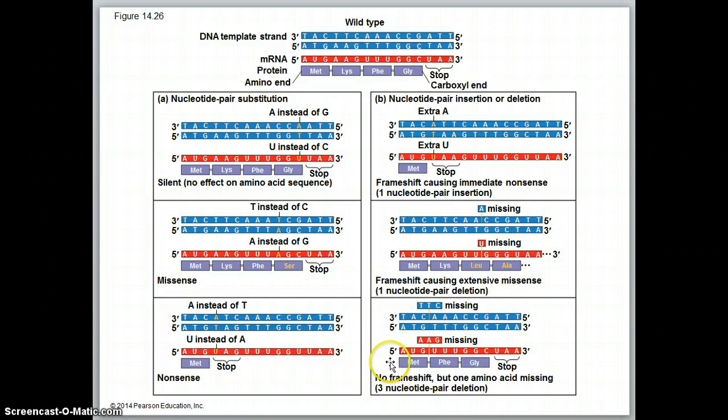In this example right here, there are three nucleotides missing from the protein. And what this is going to do is remove an entire codon from the mRNA. And because it does that, it's going to remove an entire amino acid from the protein. So you can see here, it goes methionine, phenylalanine, and glycine. We're missing lysine from the original protein. So sometimes removing more than one or adding more than one can change the protein substantially.